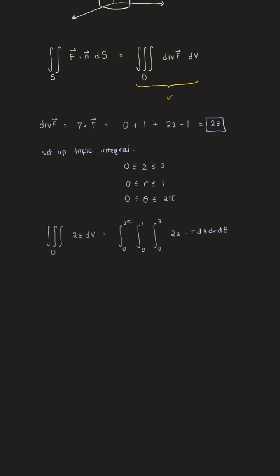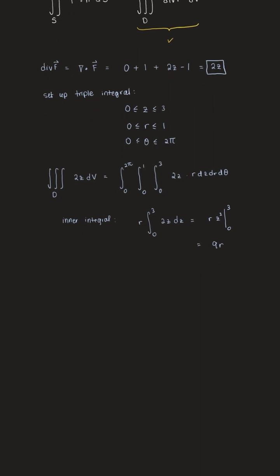So let's go ahead and work on the innermost integral with respect to z. For that, we can factor out the r, and we have the integral from 0 to 3 of 2z dz, and the antiderivative of 2z will just be z squared. So we have r z squared, where z is from 0 to 3, and this is going to give us a 9r.